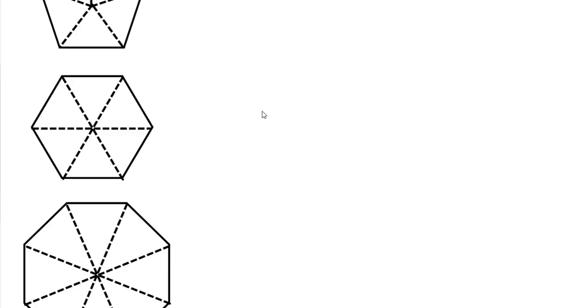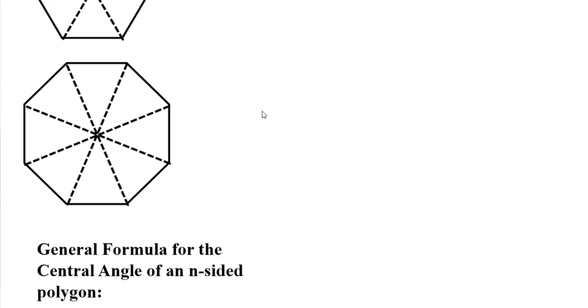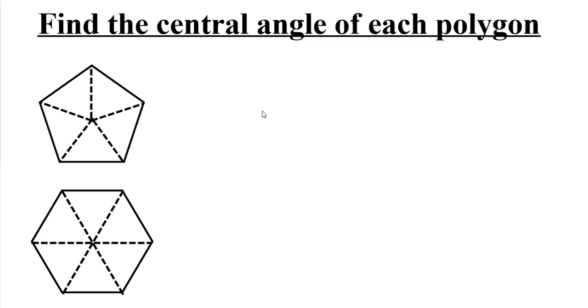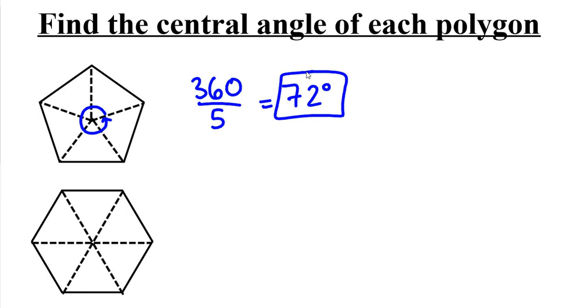Let's find the central angle for some following polygons, and then we'll develop a formula. So what about the pentagon? We actually just did this a little bit ago, right? All the way around is 360 degrees, and there's 5 triangles in there because it's a pentagon, so it's 360 divided by 5. Each of the central angles then would be 72 degrees. 72 times 5 is 360 degrees.